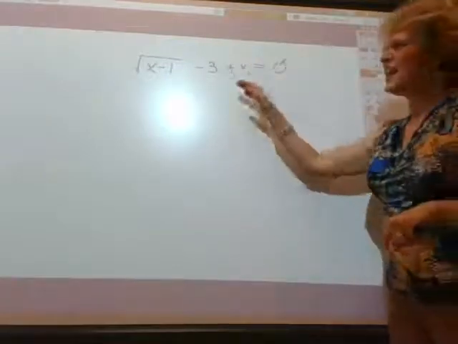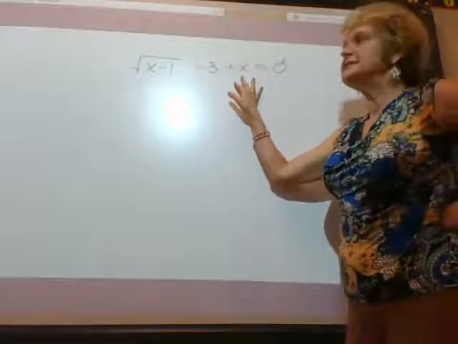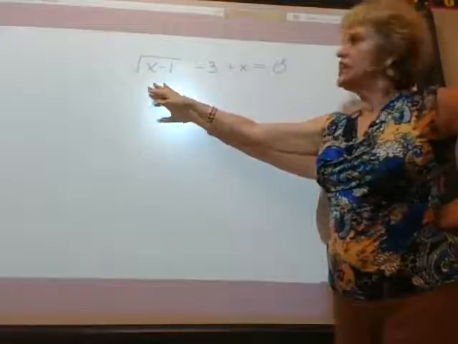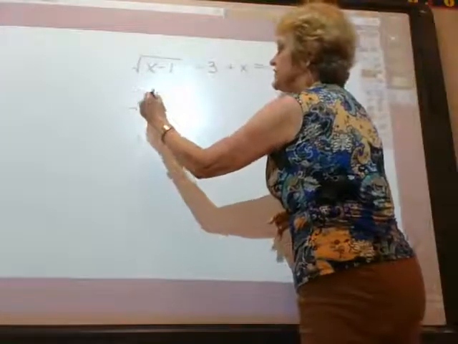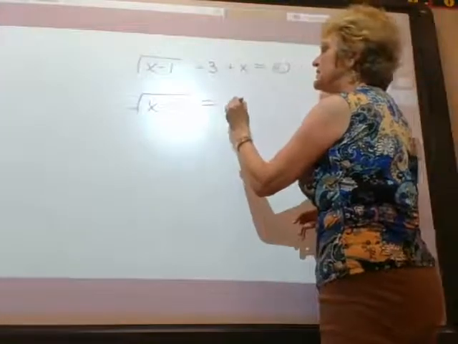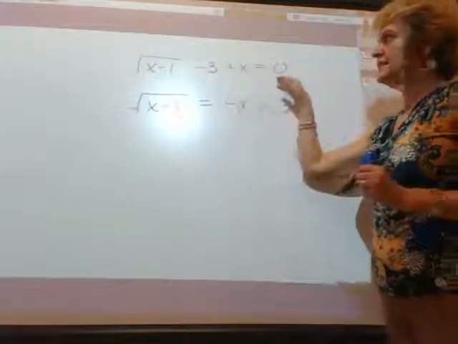Okay, so we've got an x under the radical and we've got a plain old x. Well, we still need to isolate the radical. So we're going to move these things over, all right? So we're going to have radical x minus 1 equals negative x plus 3. I hope that you see that.